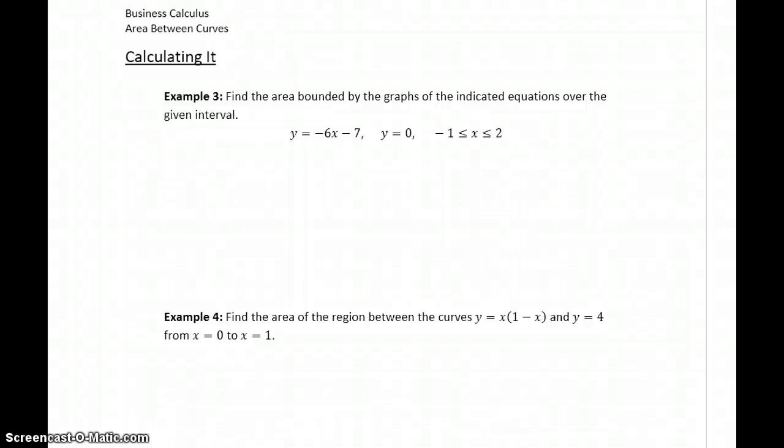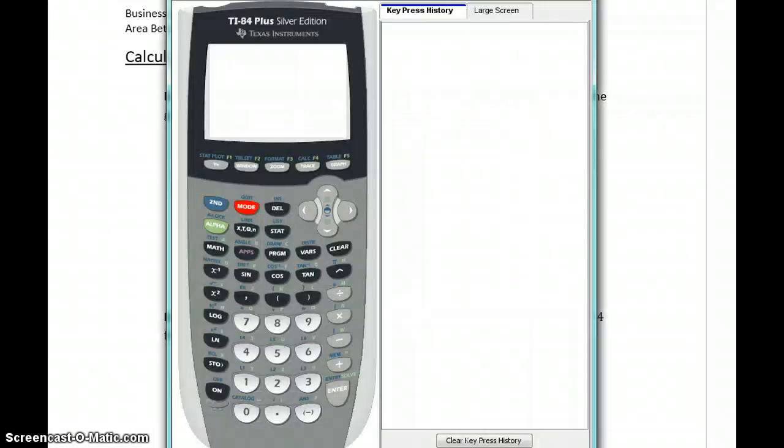Let's walk through a few examples of setting up these integral statements for calculating the area between curves. One of the main things to keep in mind is that we need to know which of these functions is taking on the larger function value over this given interval. So we have two lines to consider, y equals negative 6x minus 7 and y equals 0. To integrate this, we need to know of those two functions, which is taking on the larger values.